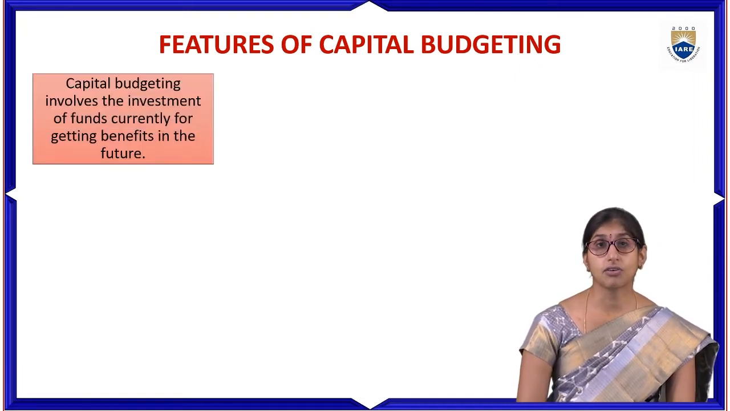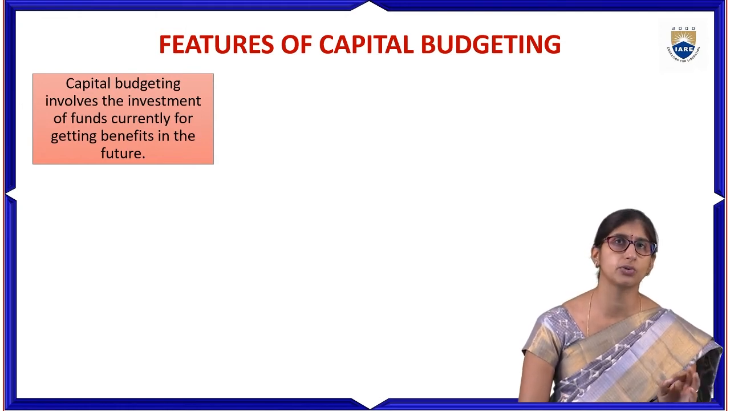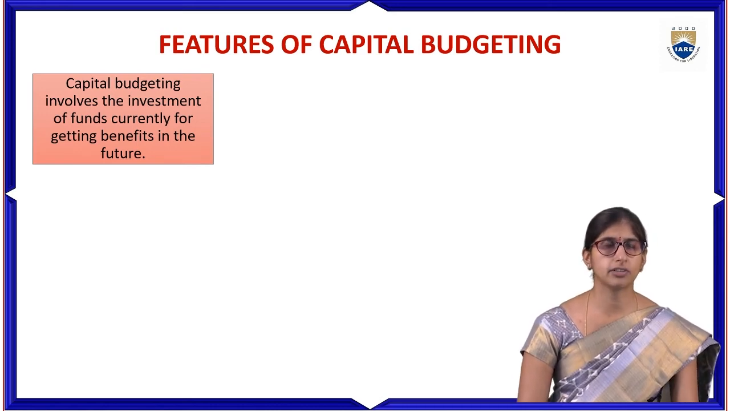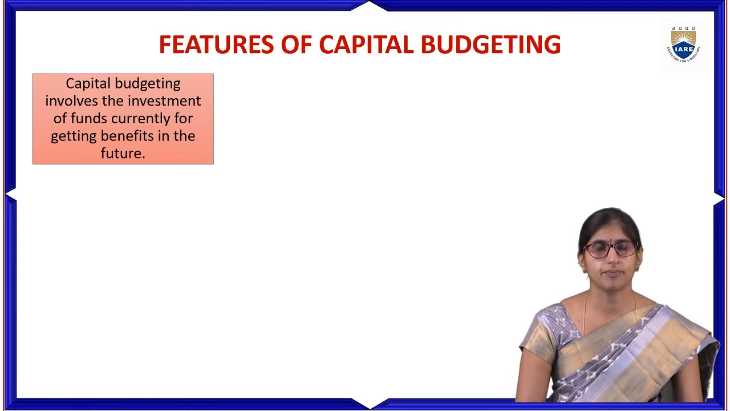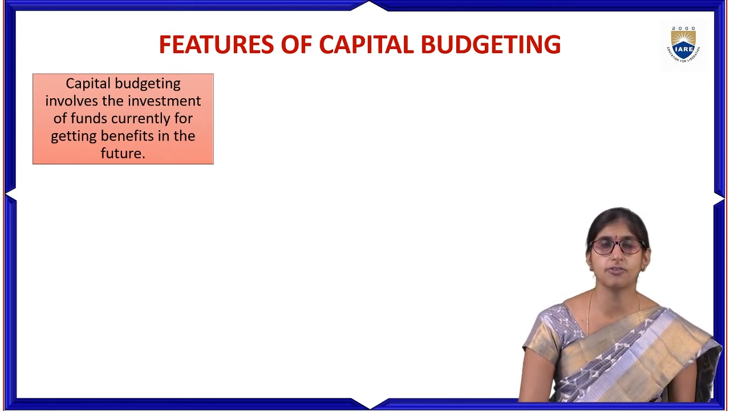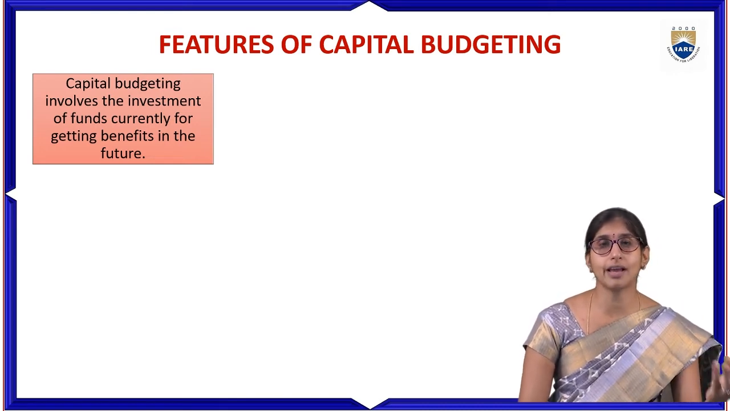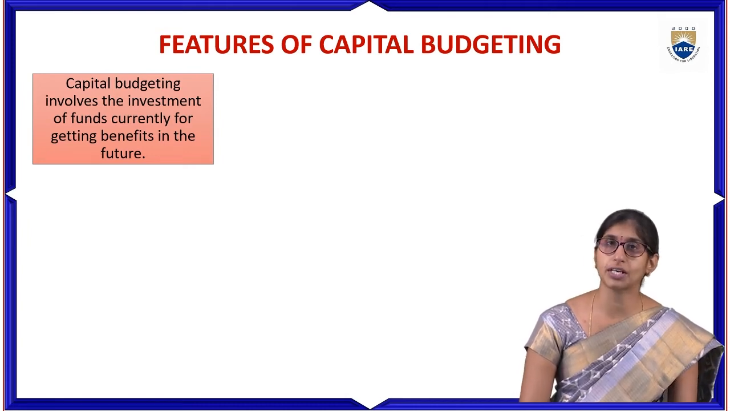So what are the features of capital budgeting? Here, capital budgeting is planned for the future activity, and it involves investing funds currently for getting benefits in the future. So it involves investing the money which we have in our hand for the benefit of the future. We are expecting something more than what we have today in the future. So that is one feature of capital budgeting.